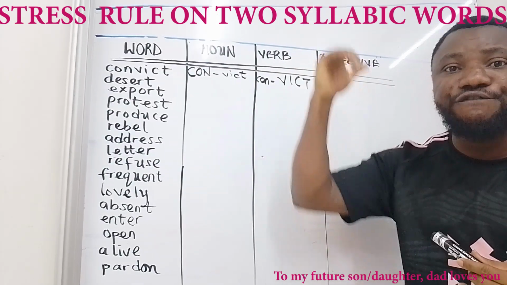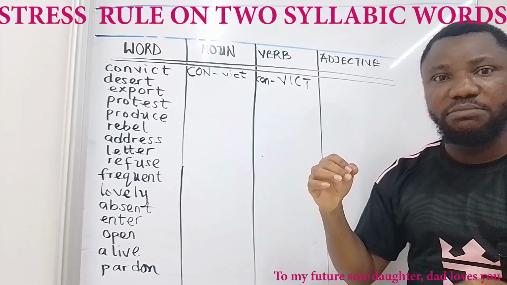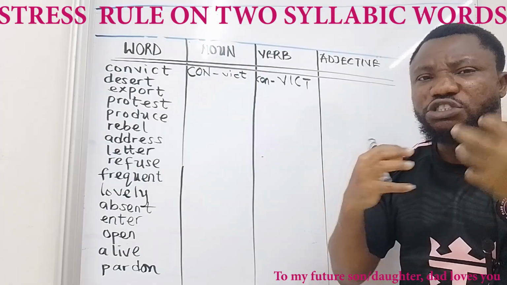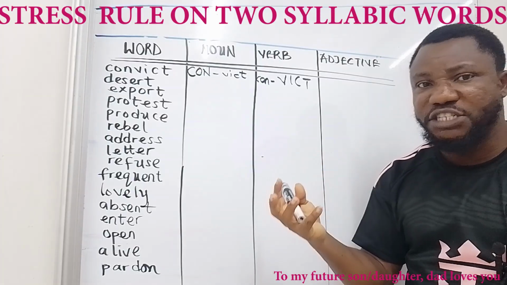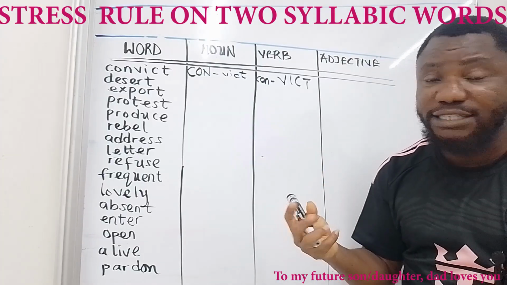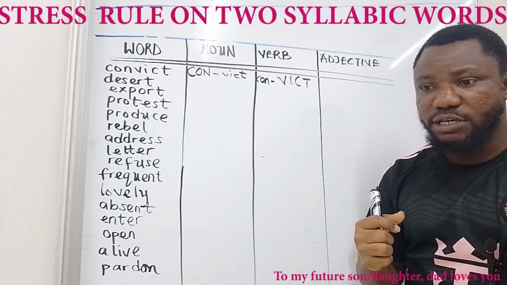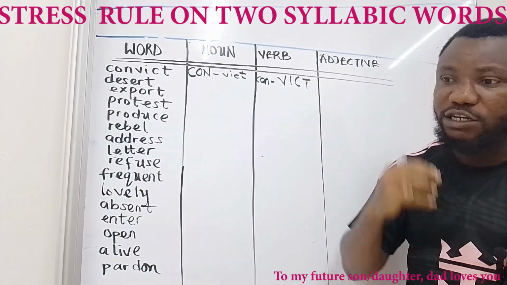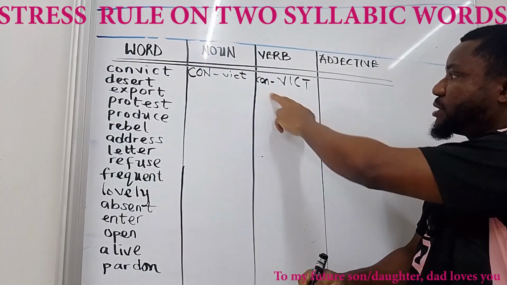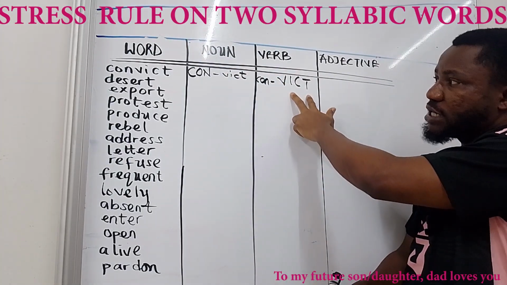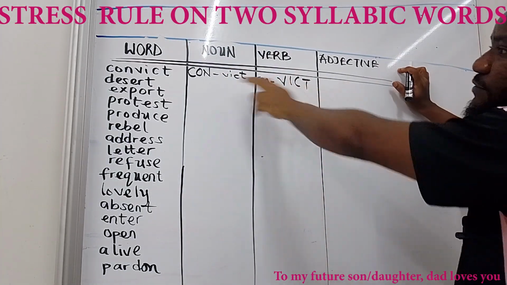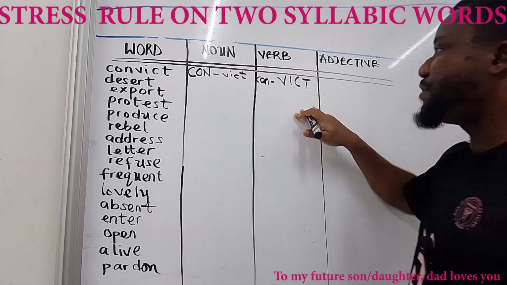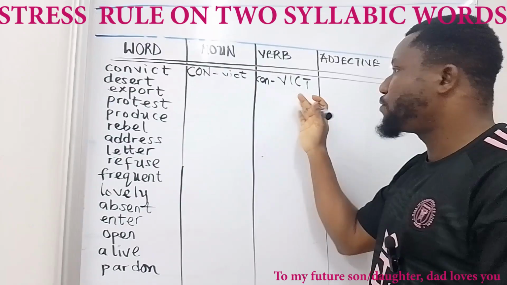He will be convicted, not he will be convicted with the stress on the first syllable. You can notice that if I place the stress for the verb on the first syllable, it will change the meaning of the expression. In fact, it makes no sense. He has been arraigned in court. They will convict him. As the verb, the stress falls on the second syllable. Of course, we don't have an adjective for convict.